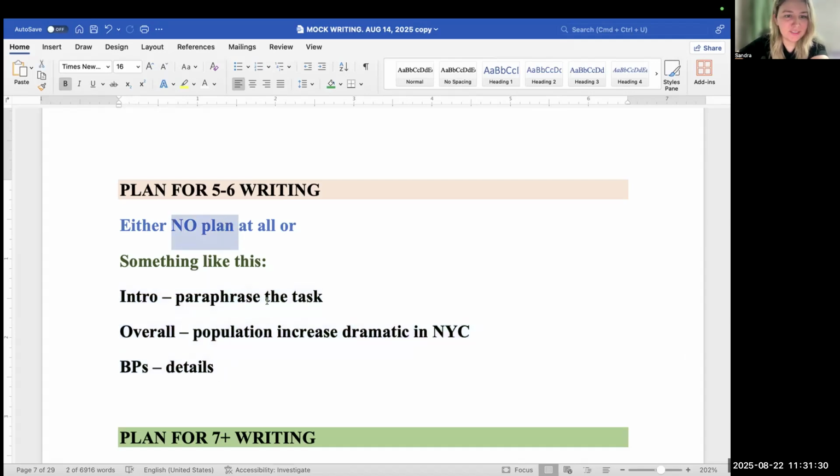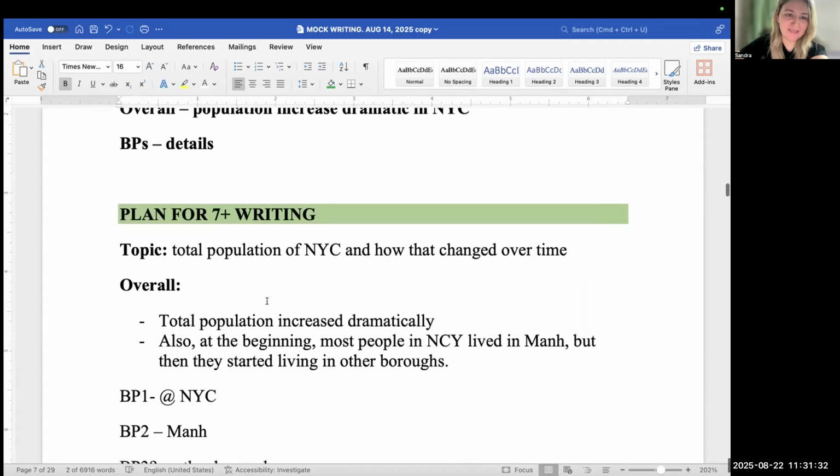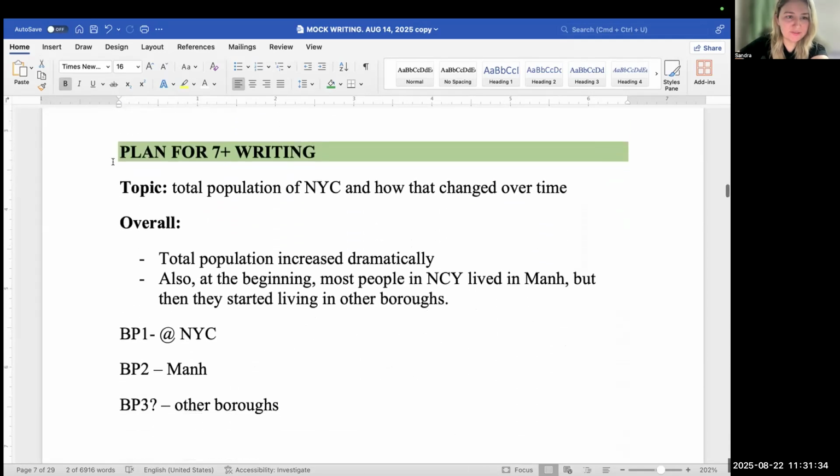All right, so what does a good plan look like? It looks like that. I personally do it like this. So I look at the topic, I write it down for myself. Well, what are we talking about? And if I have that clarity, then I have a better understanding of writing it better later. So here we're talking about total population of New York City, and how that changed over time. We could put it together into one sentence, yeah? Like how total population of New York City changed over time. Boom, there you go. Your intro is already ready.